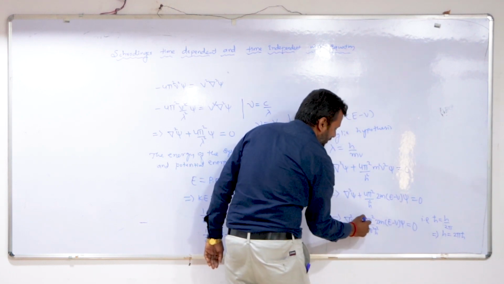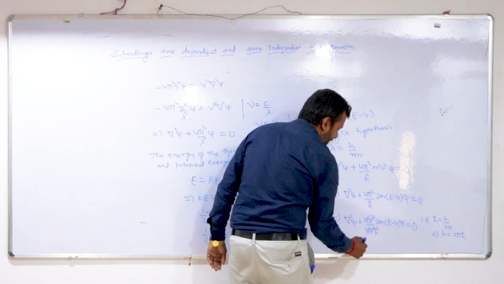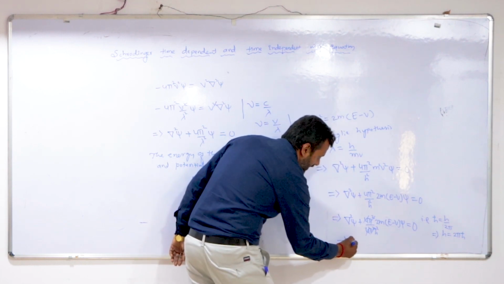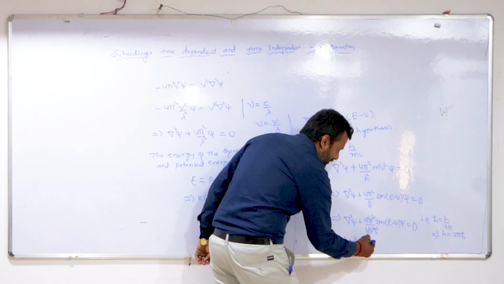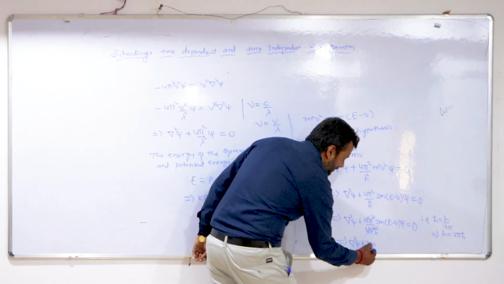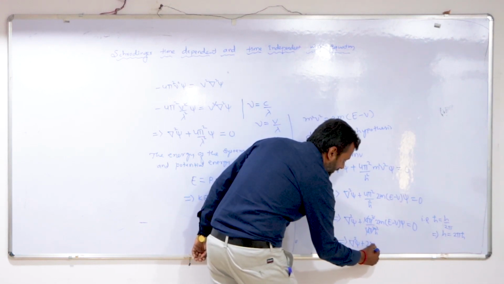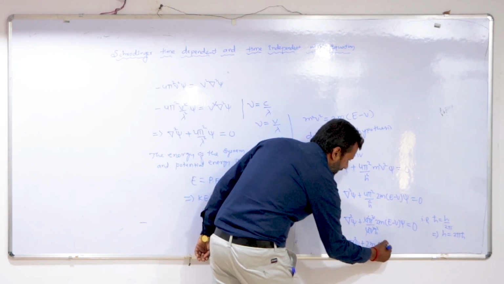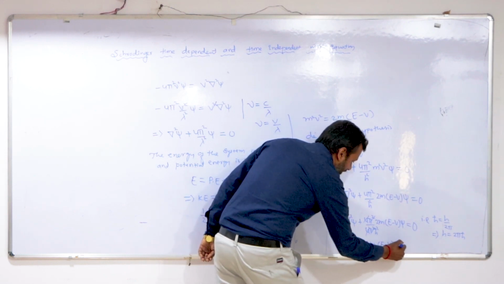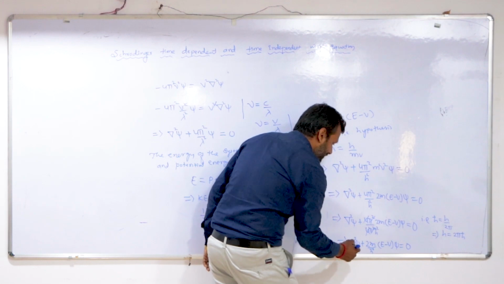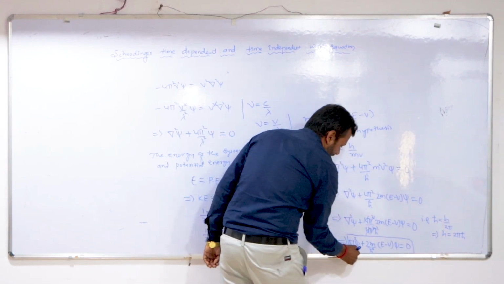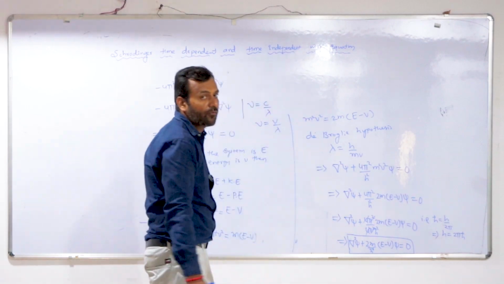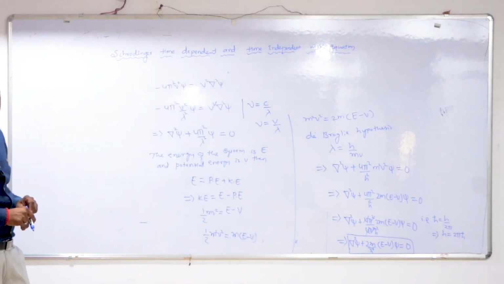So the 4 will get cancelled, and pi square will get cancelled. So we get del square psi plus 2m by h cross square times (E minus V) psi equals 0. So this is the Schrodinger time independent wave equation.